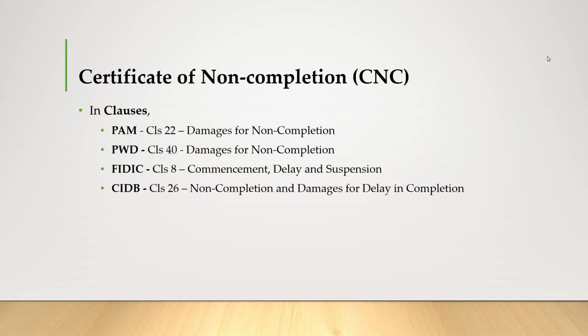So the fourth one is the CNC, the certificate of non-completion. It is stated in clause 22 in PAM, damages for non-completion, and also in clause 40 for PWD, damages for non-completion. It's also stated in clause 8 in FIDIC, commencement, delay and suspension, and in clause 26 in CIDB, non-completion and damages for delay in completion.